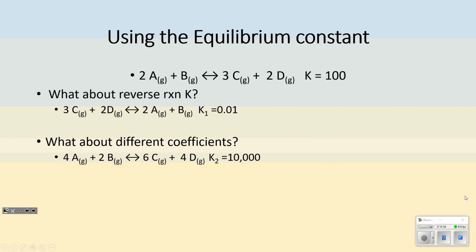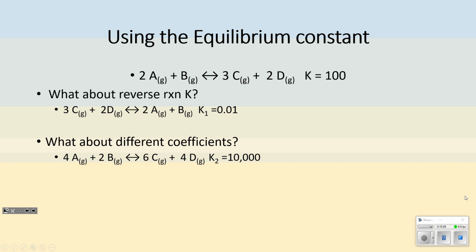So, here's the equation I'm giving you. And I'm telling you that the K value is 100. 2A plus B yields 3C plus 2D. If instead this was the reverse reaction, as I've shown on this next main bullet point, the K value would have to be products over reactants kind of flipped. So it'd be 0.01 instead.